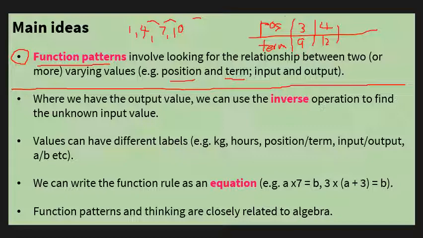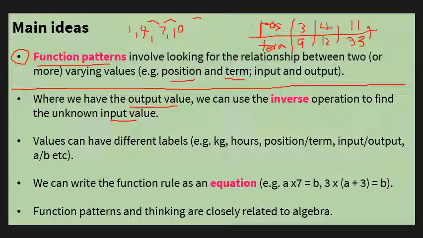Secondly, the main thing from today is that where we've got an unknown value, for example, we've got the output value, so I might have the term here, let's say I've got 33, and I know the rule is multiply a position by 3, I have to do the inverse to find out what the position is, the opposite. So instead of multiplying by 3, I'm going to divide by 3. So my position would be 11. So we can use inverse operations to find an unknown input value.